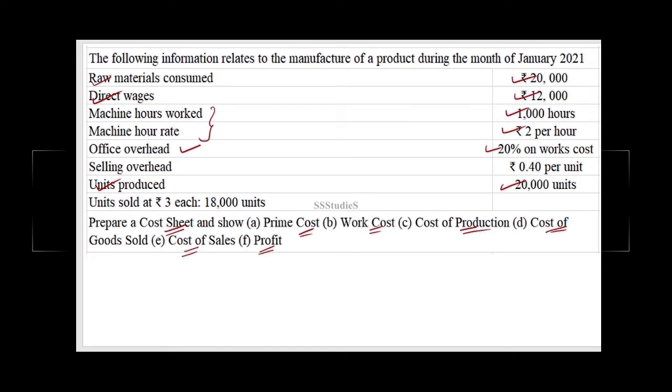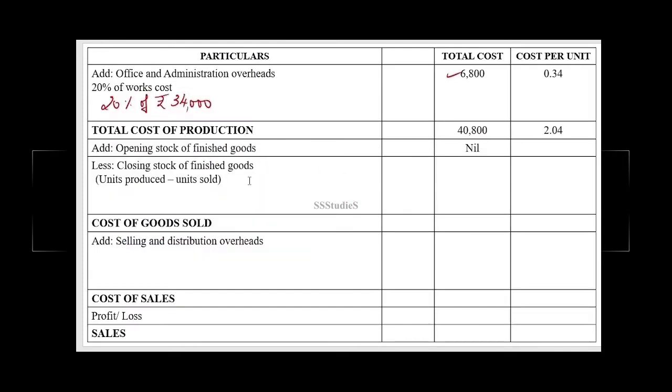We have units produced 20,000 units and units sold 18,000 units. Produced 20,000, sold 18,000 units. That means 2,000 units are not yet sold. If it is not yet sold, they are available in the business as closing stock, right? So the number of units in closing stock of finished goods is 2,000 units: 20,000 units minus 18,000 units.